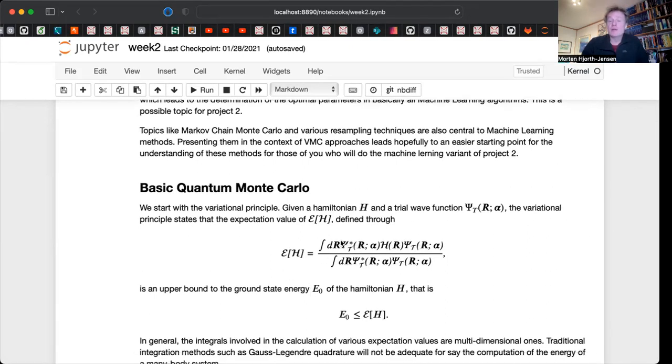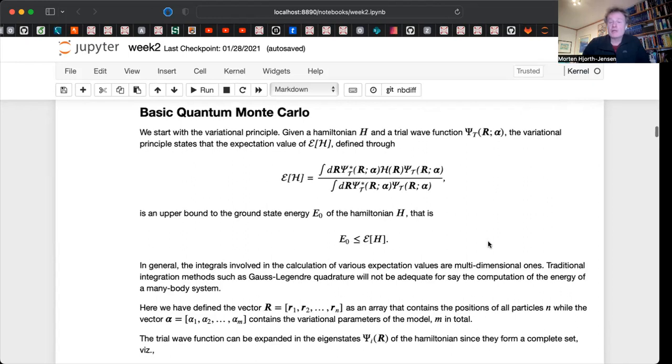In our case, we don't have the exact wave function. R contains the different quantum mechanical degrees of freedom, and alpha represents a set of variational parameters. For project number 1, the number of variational parameters is not going to be that big. Using the variational principle, we can show that this energy is normally equal to or larger than the exact energy for this specific Hamiltonian which we have.